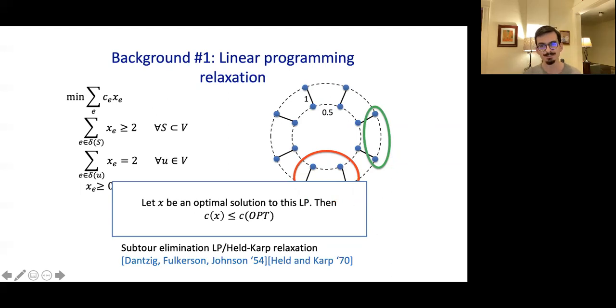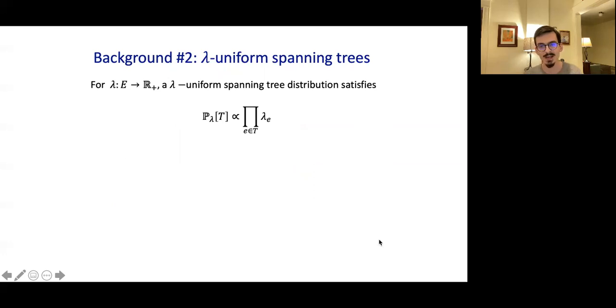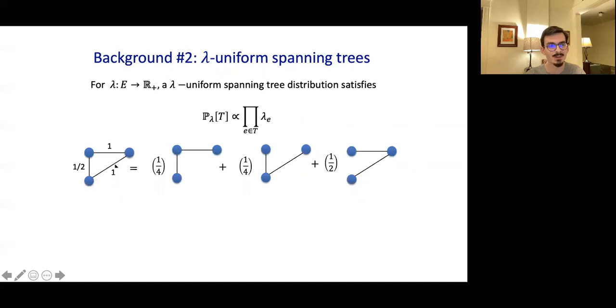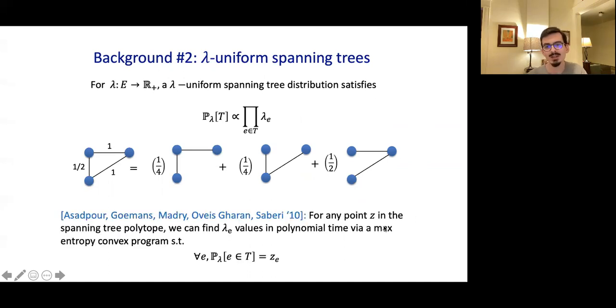And the second piece of background: a spanning tree distribution is lambda uniform if every edge has some non-negative weight lambda_e, and the probability of a spanning tree is proportional to the product of the lambda_e's in its edge set. So for example, this graph with lambdas 1, 1, and 1/2 would yield this distribution over spanning trees.